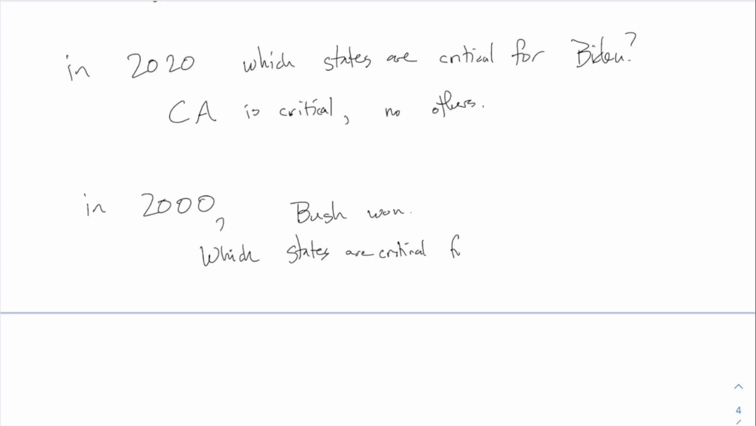Which states are critical for Bush? And the answer is all Bush states, not the other ones, just ones that Bush won. All of them are critical. Even the itty-bitty ones, all Bush states were critical, all right? By the way, this example demonstrates that there is no dummy state in the Electoral College. Even the very small states can, in theory, matter when it comes to adding up the votes, because it is possible to just win by one. You can win the Electoral College by one.